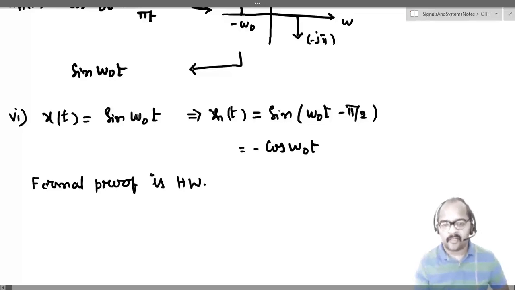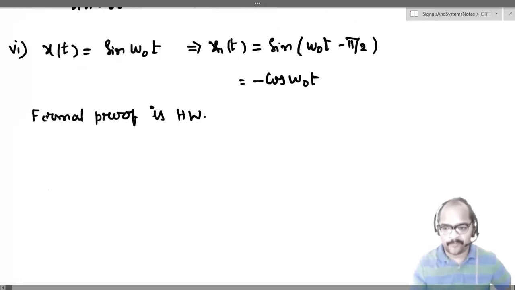What you have to do is plot the Fourier transform of sine omega naught t and Fourier transform of 1 by pi t, and then multiply them, and you can easily prove that the corresponding signal would be minus cos omega naught t. Okay.